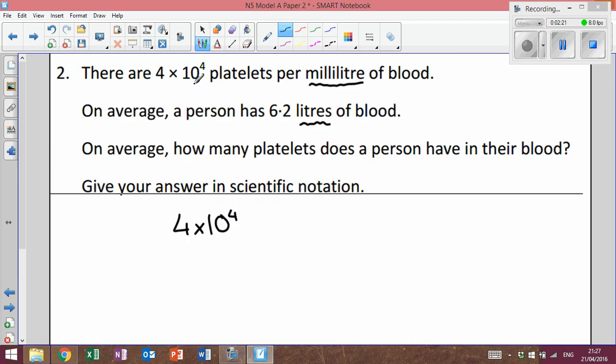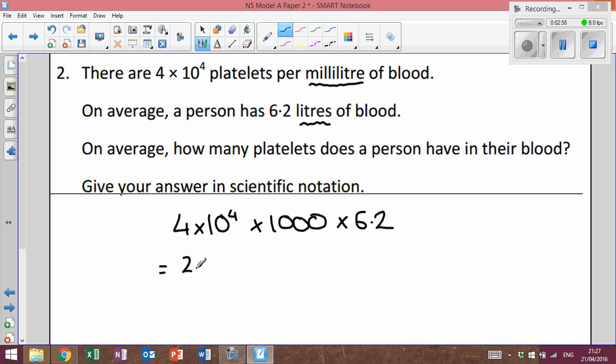Okay, so there are 4 times 10 to the power 4 per millilitre. Let's turn that into litres first. If that's per millilitre, let's multiply it by 1,000 to see what it's going to be in litres. And then we actually want 6.2 litres, so we're going to multiply it by 6.2 as well. Now remember, if you're stuck with these, think of that scientific notation as a nice easy number. Think of it as even just 3. There's 3 platelets per millilitre of blood. What sums would you do? And then adapt it back with scientific notation. So you type that in your calculator, and it gives you the answer.